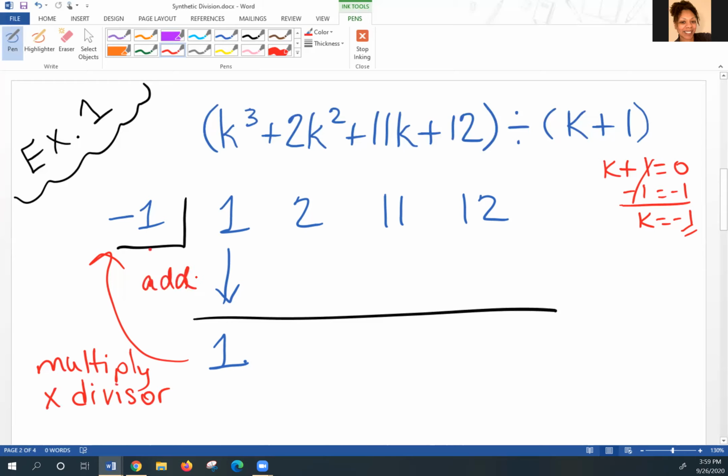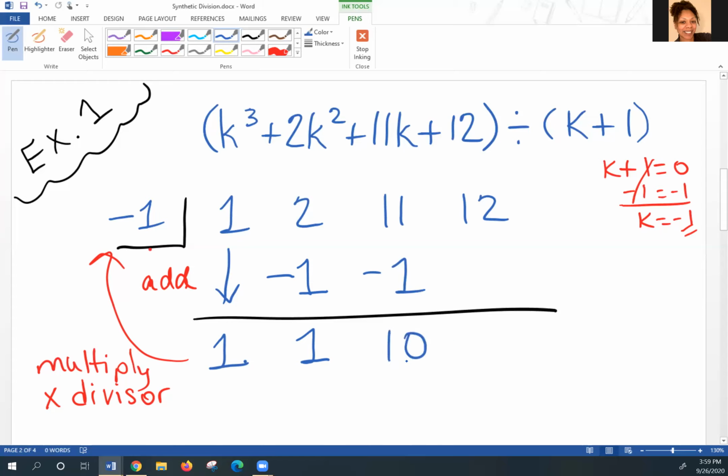So this is what it looks like. What's below the line? 1 multiplied times the divisor, negative 1. So 1 times negative 1 is negative 1. Place that answer above the line. And now you take those numbers and add them. 2 plus negative 1 is 1. Take this number below, multiply it. 1 times negative 1 again is negative 1. Add these two numbers, 11 plus negative 1, positive 10.